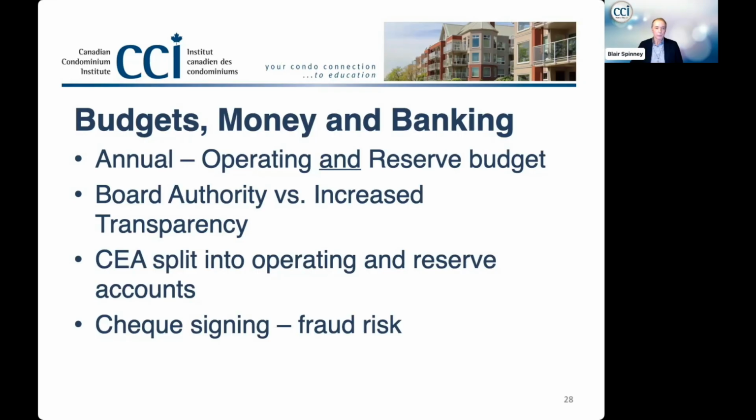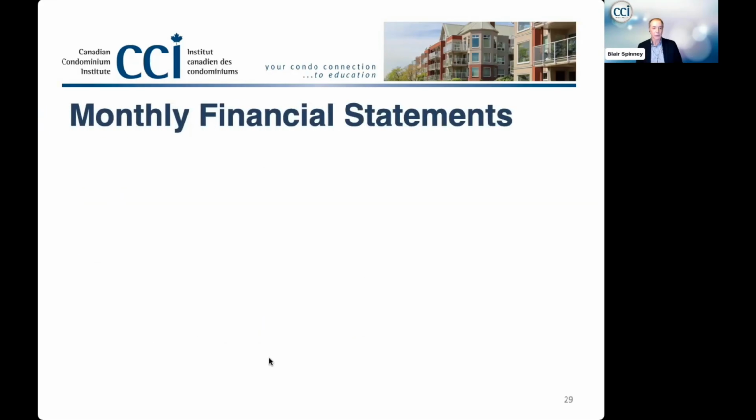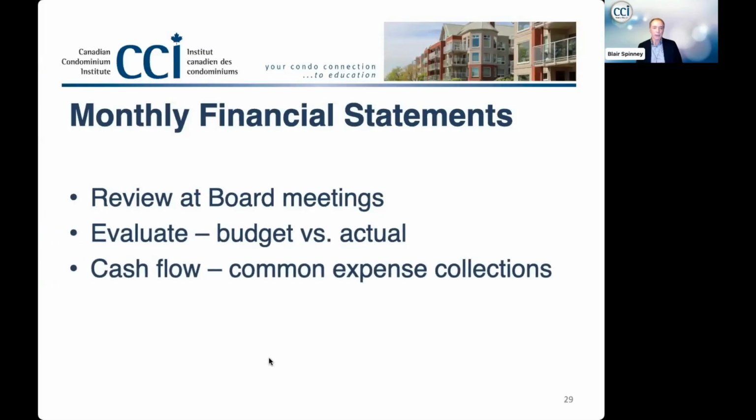The next item is the financial statements. So now that we've collected the money and paid the bills, the financial statements are usually prepared monthly by the management company, and all board members should receive a copy of the statements. At minimum, the statements should include the balance sheet, income statement, and a reserve fund statement, the arrears schedules for any receivables, and the bank reconciliations for the operating and reserve bank accounts.